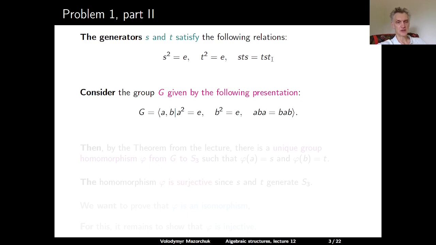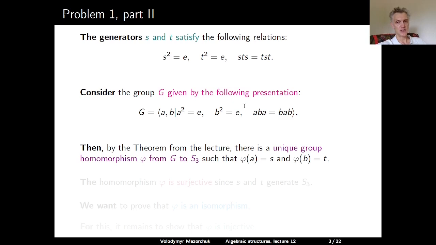Now let us consider the group G, which is given by the following presentation. It has two generators, A and B, and 3 relations. A squared is equal to the identity, B squared is equal to the identity, and ABA is equal to BAB. So we just model what we already know about S and T. So we want to prove that this group G is isomorphic to S3, and in this way we obtain a presentation for S3. How can we prove that?